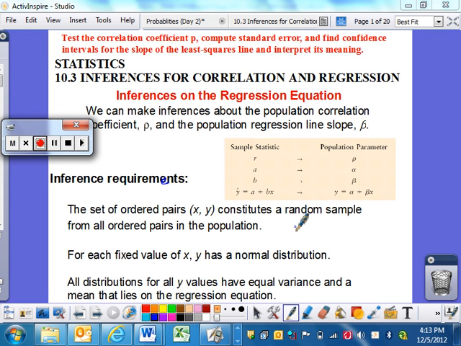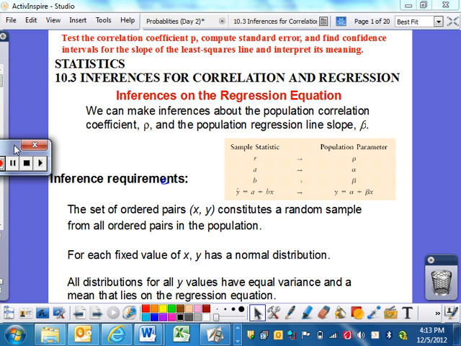Alright everybody, this is section 10.3. This thing is very long and pretty complicated. What we're going to do is I'm going to try to go through it, I don't want to say relatively quickly, but pretty quick, and in class we're going to work on a bunch of these problems, okay?